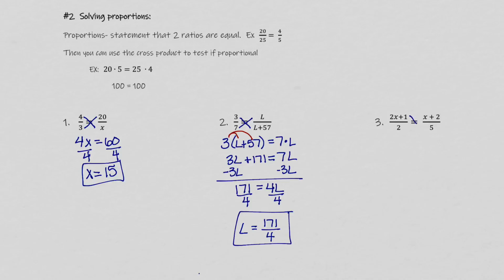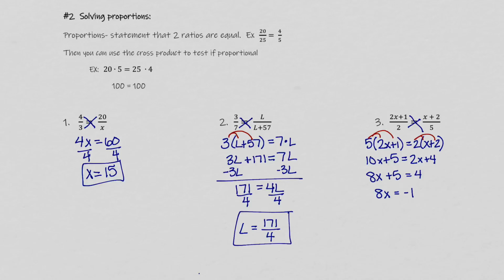Okay, number 3. Cross multiply. I have 5 times 2x plus 1. And I have 2 times x plus 2. Okay, going to distribute here and on this side there. So I get 10x plus 5 equals 2x plus 4. Let's get the x's on one side. I'm going to subtract 2x, so that gives me 8x over here. And I'm going to subtract 5 from both sides. And then I have 8x equals -1.